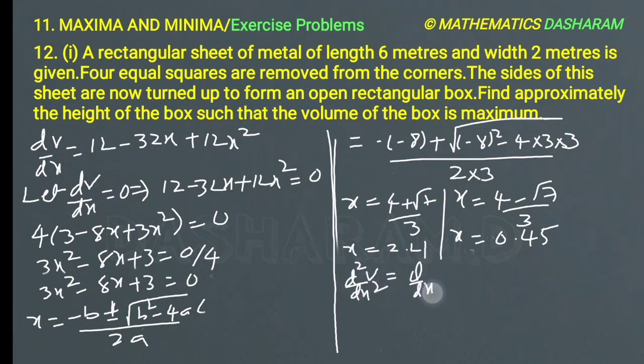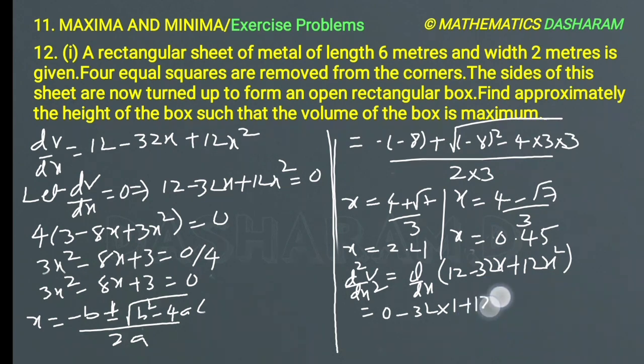So d by dx of dv by dx, that is 12 minus 32x plus 12x square. So it is equal to 0 minus 32 into 1 plus 12 into 2x. So it is equal to minus 32 plus 24x. Now for which x value will this answer be negative, because when it is negative then the volume of the box will become maximum.